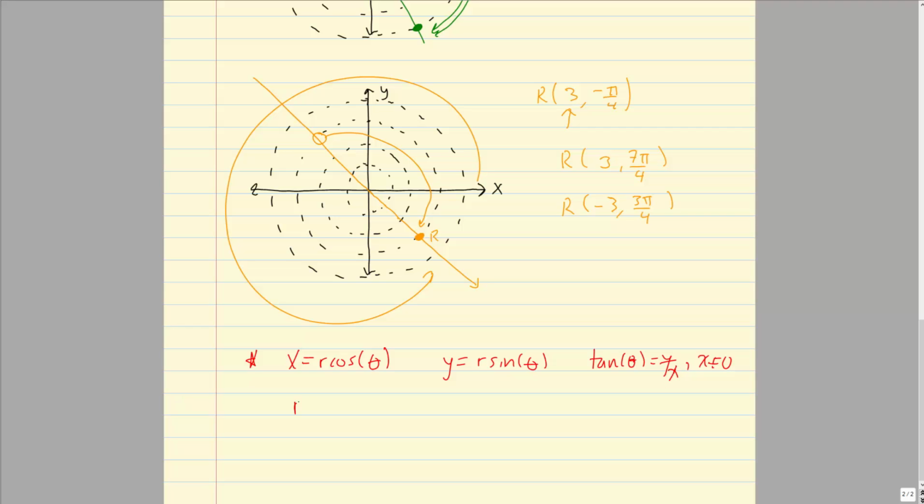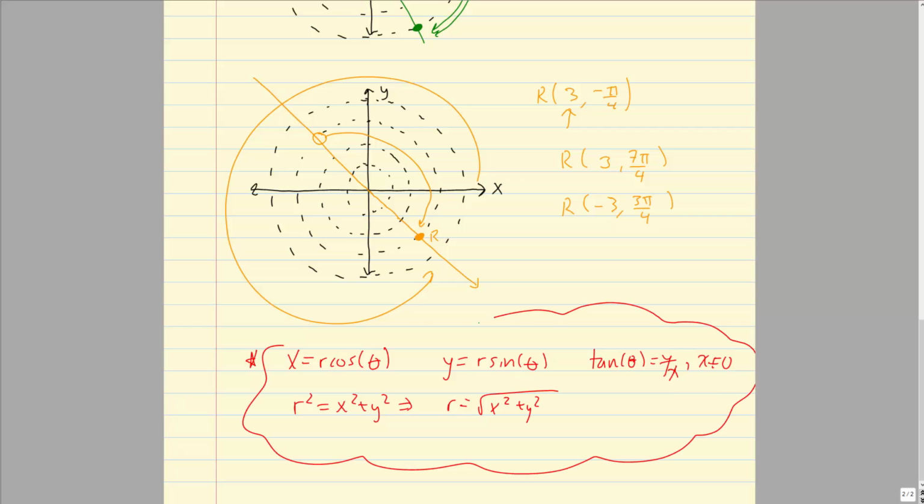And of course, x cannot equal 0 or the fraction would be undefined. Also keep in mind we use r squared equals x squared plus y squared. And if we solve that for r, I get the square root of x squared plus y squared. So we've used these before, but I just want you to be aware we're using them again. So either create a new note card for this section or look back to those other note cards from previous sections.